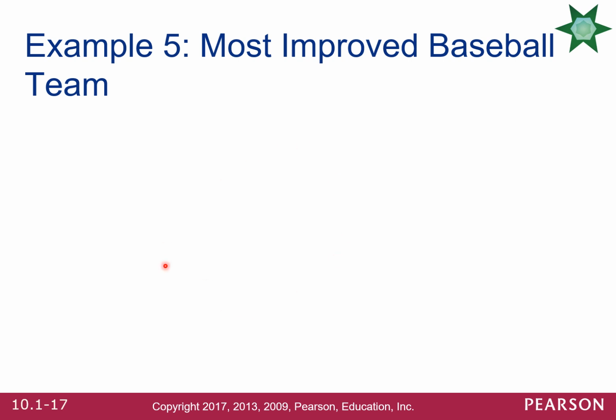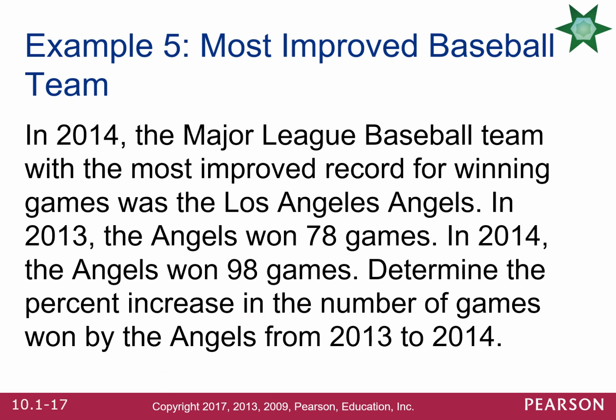So let's work out a problem on percent increase. Let's read the problem first. In 2014, the Major League Baseball team with the most improved record for winning games was the Los Angeles Angels. In 2013, the Angels won 78 games. In 2014, the Angels won 98 games. Determine the percent increase in the number of games won by the Angels from 2013 to 2014.